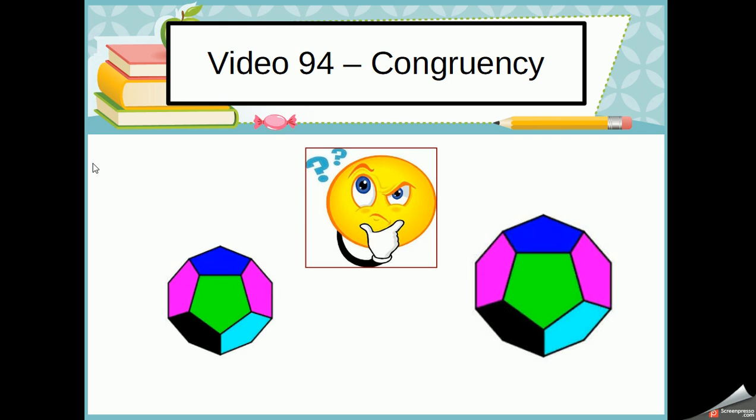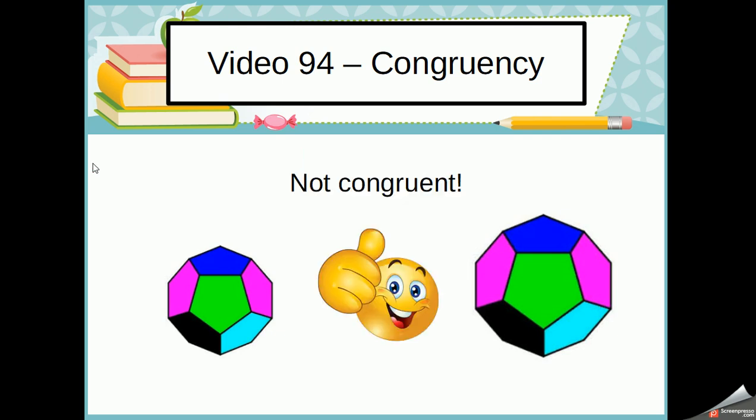These two then, are they congruent or not? Well, not congruent because the one on the right is a larger version of the one on the left. So despite the fact that the angles are the same and the shape is the same, the size isn't the same. That's all there is to congruency.